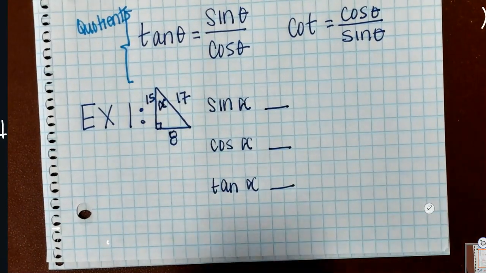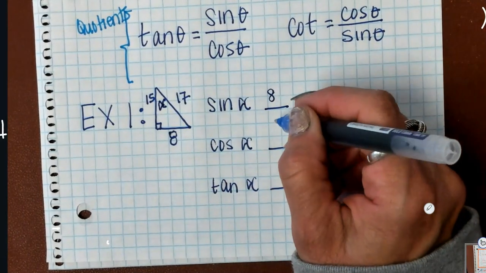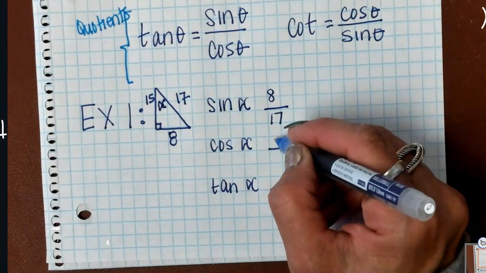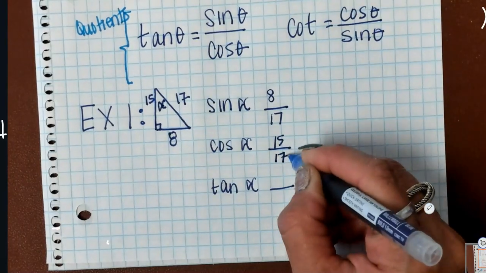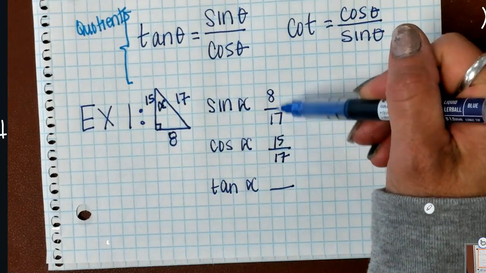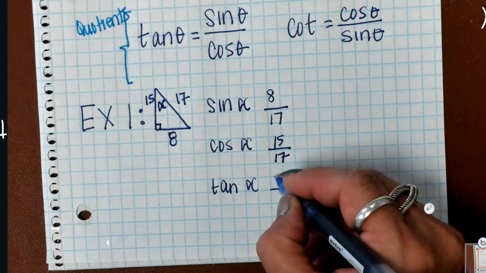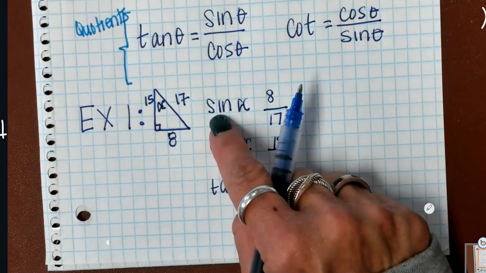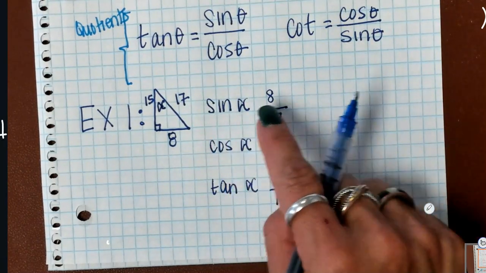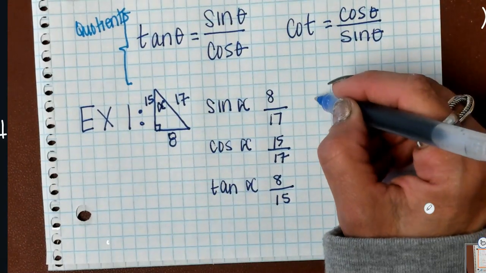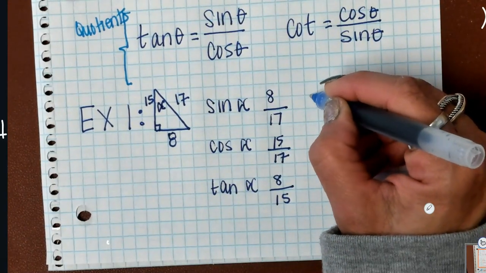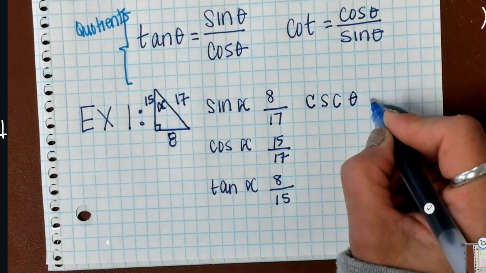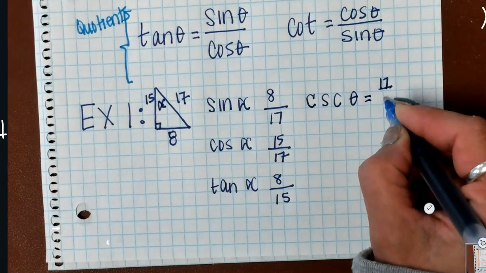So in order for me to get that, it's just opposite over hypotenuse. So this is going to be 8 over 17. Cosine is 15 over 17. Tangent, I can just look at this. This is going to be 8 over 15. Sine divided by cosine, 8 over 15. Let's flip these. So if sine starts with S, y'all, what's the name of its reciprocal? Starts with C. Cosecant.